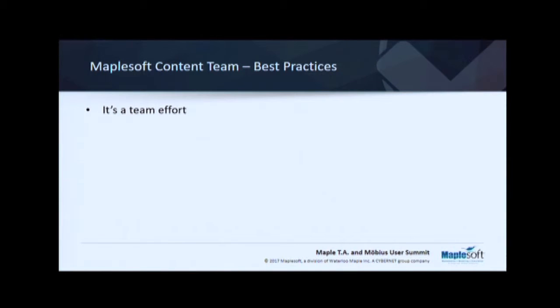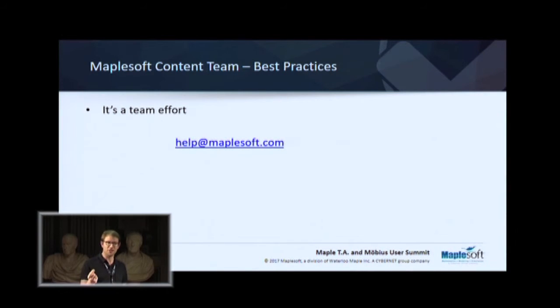And finally, I want to say that it's a team effort. We want to help you build content. We have a help team. They're actually called the Customer Success Team. They're called that for a reason, because we want to work with you with this product. We know that if you work with us, you will get great results. And that's one place you should really go for help.